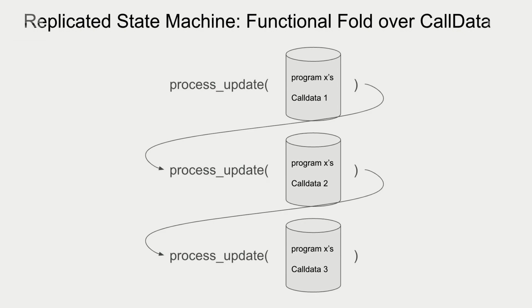So we take those program call datas, and we call our process update function on them sequentially. This is basically a replicated state machine, and we're doing a functional fold over all the call data. We keep calling this process update function, and we take the result of that with the first call data, and we run it with the second, and we run it with the third, as sort of like an accumulator.